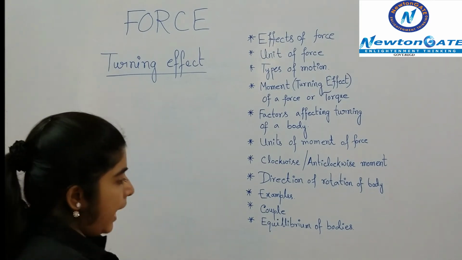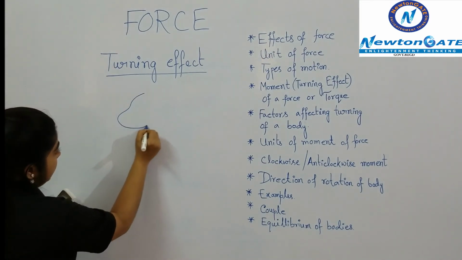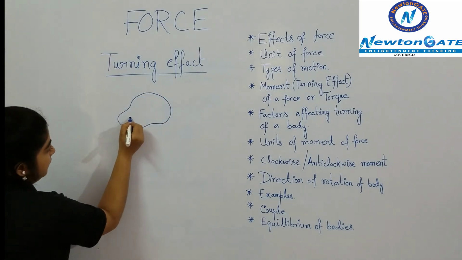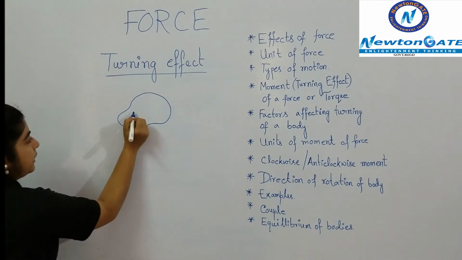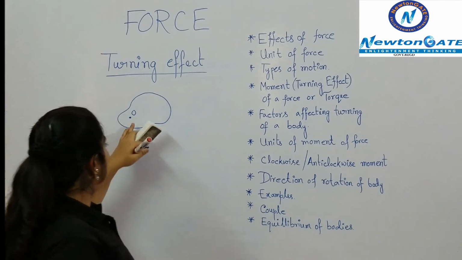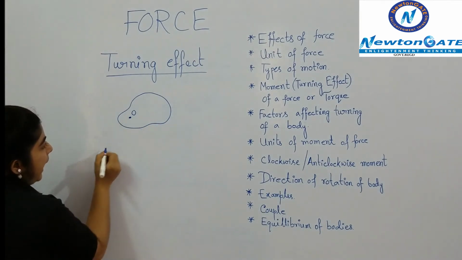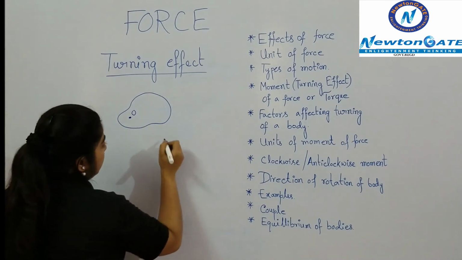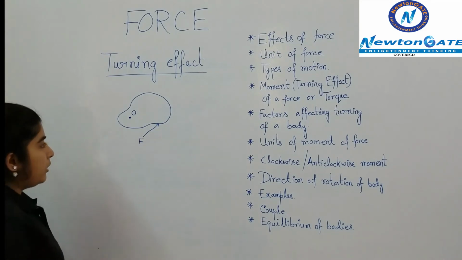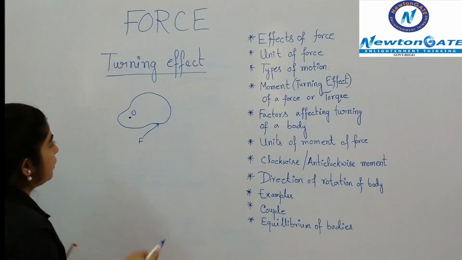Turning effect is this: suppose there is a body here, and you fix any point on it. Suppose I have fixed a point, let us take it as O. If the body is fixed at this point and I am giving force here, then tell me, will it move forward or will it rotate like this?